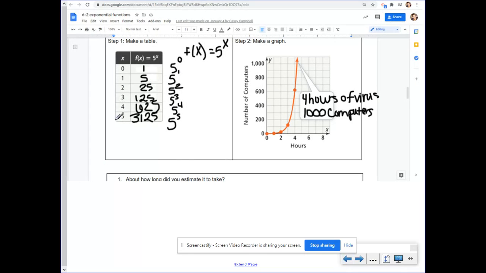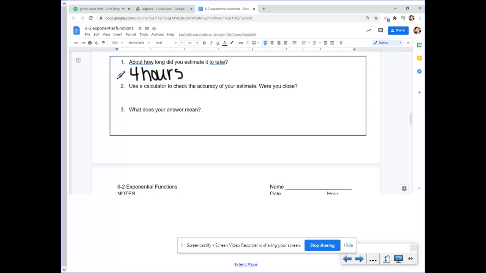It's in between 4 and 5 hours. So you see how big that jump is right there? We can put a little more than 4 hours, or between 4 hours and 5 hours. Use a calculator to check the accuracy of your estimate. So make an estimate right now and pick.